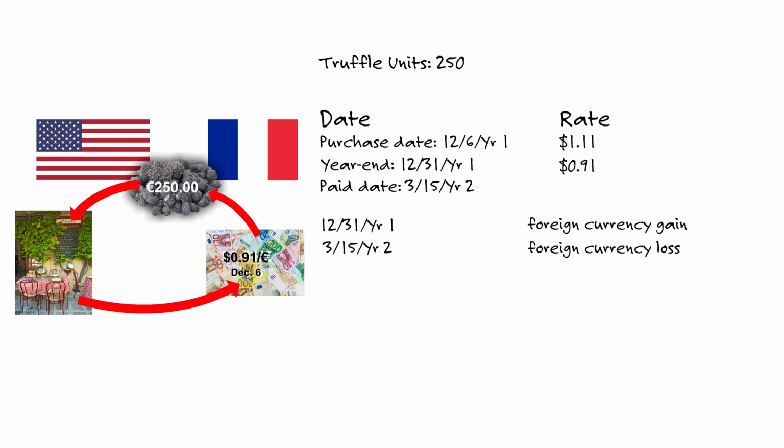So what we're going to do is take a look at this as we go through the solution. So let's go through the computations now. On December 6th, the date that we actually ordered the items, the liability denominated in dollars would be $277.50. That was calculated as the 250 units at $1.11. So there's the $277.50. That's going to be a debit to purchases/inventory and a credit to accounts payable.